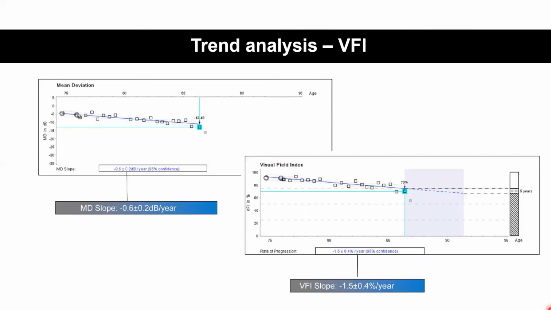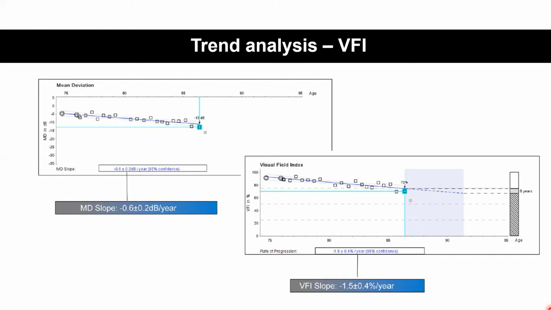The trend analysis, as I said, informs you how fast this progression was. And for this trend analysis, you can either use the MD index or the visual field index. The visual field index is unique for the Humphrey machine, and it expresses the visual field of your patient as a percentage of a healthy visual field. So a healthy person with no visual field defects has a visual field index of 100%, and a perimetrically blind person has a visual field index of 0, and your patient may be somewhere in between.